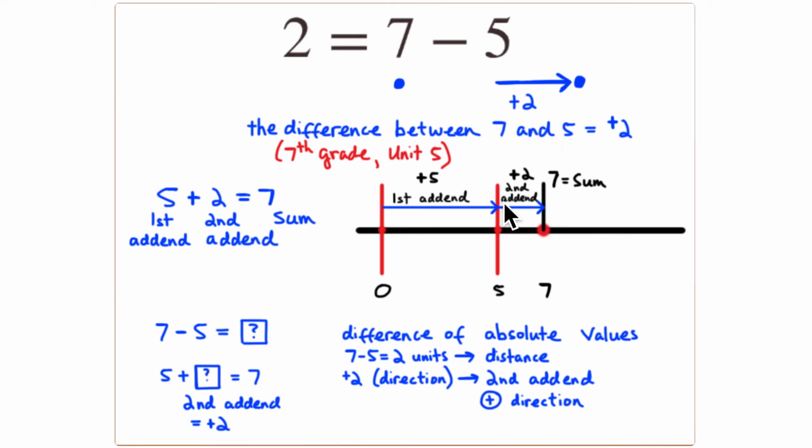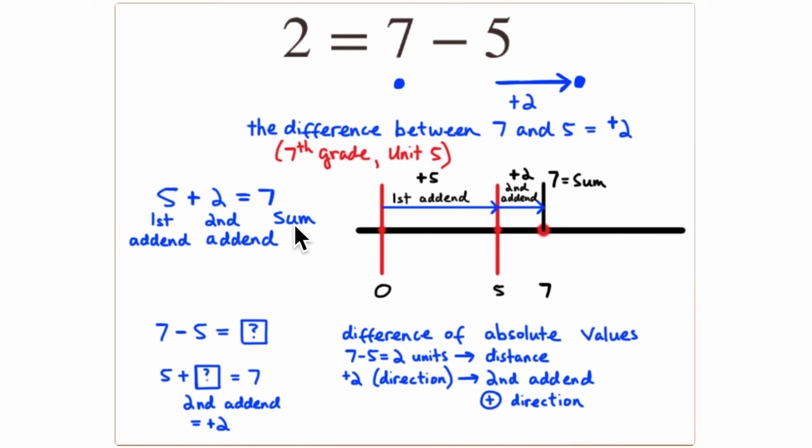You add 2. So this is the sum. This is the first addend. So how do you go from this first addend to 7? You have to add 2. So that puts the 7 out here. All right, so 5 plus 2 equals 7. This is the first addend. This is the second addend. And this is the sum.